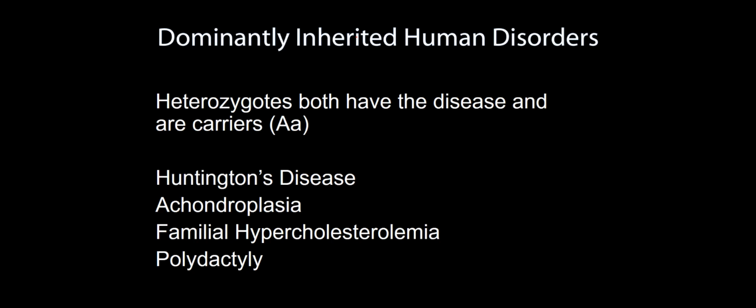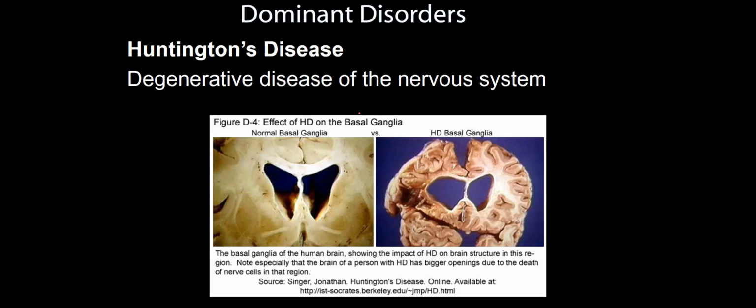In addition to recessive disorders in humans, there are also dominant disorders. A dominant disorder would be one in which the individual who is affected only has to have a single allele to be affected. Four examples of these diseases are Huntington's, achondroplasia, familial hypercholesterolemia, and polydactyly. Huntington's disease usually affects people after the age of 30. The key here is that it doesn't impact people until after reproductive age. That's how it gets passed down through the generations.